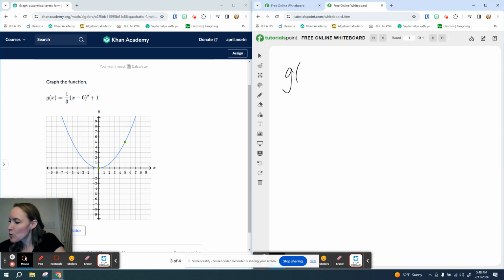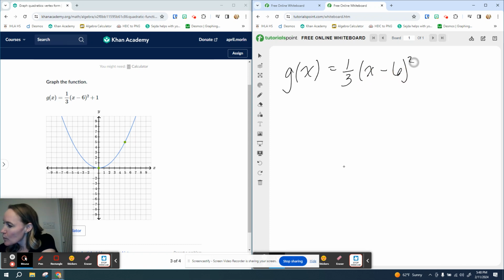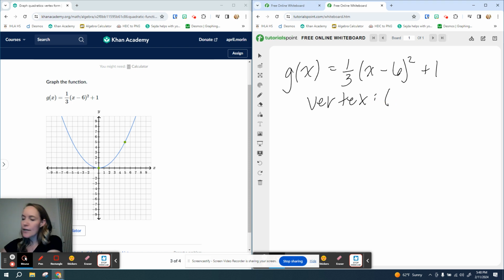So g of x, again, we're calling this graph G. Why are we calling it G? Just for fun. When you get into algebra 2 and pre-calculus, calculus, you'll have multiple graphs on one screen, so it's helpful if you name the graphs F, G, H. Now we just are creative and we name them whatever we want. x minus 6 squared plus 1. Okay, so my vertex, I'm just going to write it down, is h, k. My h is 6. My k is 1. So I'm going to go ahead and graph that.